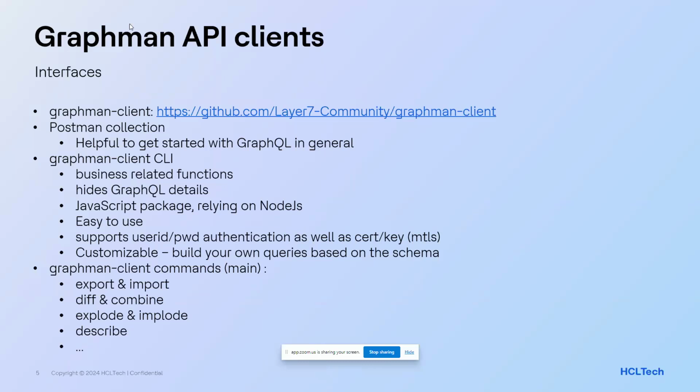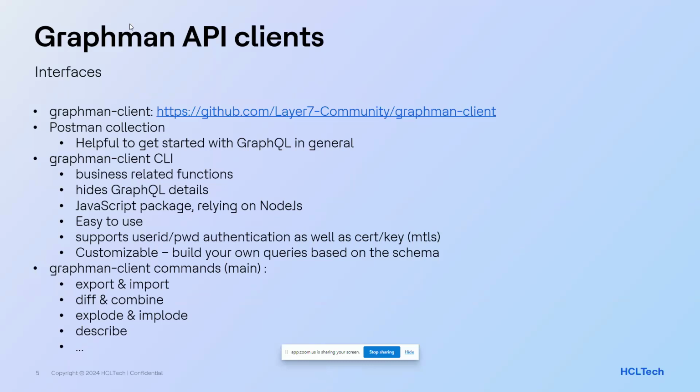The Graphman client command line interface provides a set of different commands, which I listed here. This list is not complete. I just listed the main ones in my understanding. Export and import, quite obvious. The export reads stuff from the gateway. The import imports stuff to the gateway, which means it might create things, it might update things, it might delete stuff, depending on the content of the request.